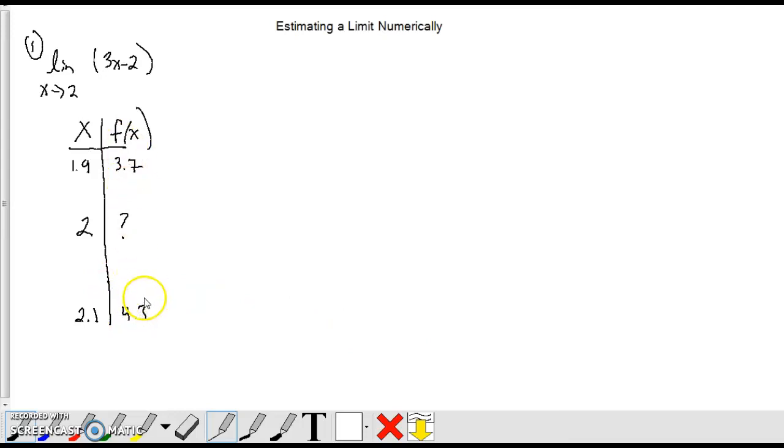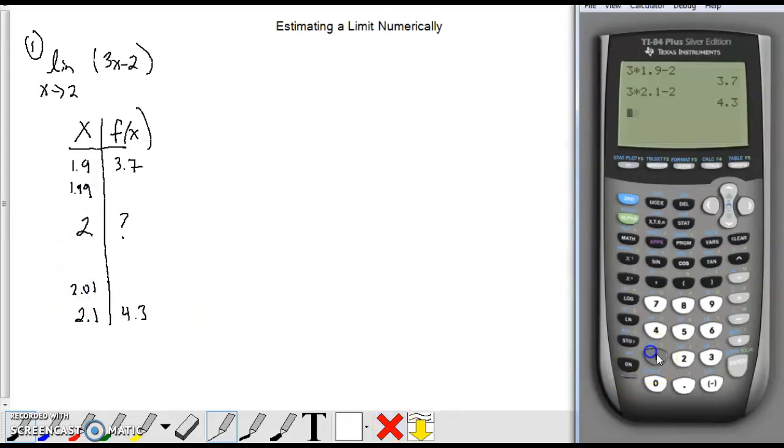Okay, so these numbers don't really tell me how close I'm going to get. So I want to try to get closer. So how about 1.99? And then for this one, I'm going to say 2.01. So 1.99 times 3 minus 2, 3.97.